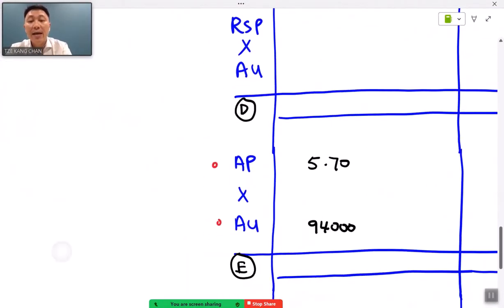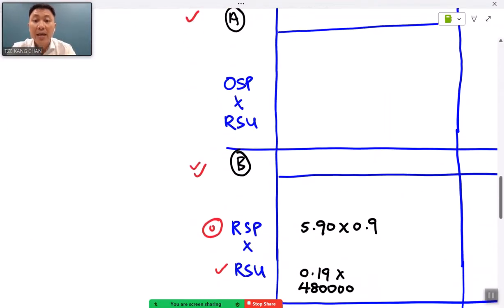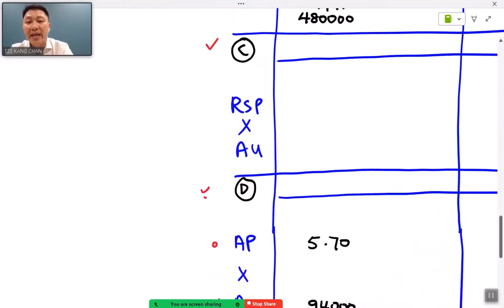C, and E. Guys, once the three sets of items are found, don't you think it is a lot easier to work out the value for B and the value of D as such? You should pause the video, try to complete and fill up the space before the video carries on.